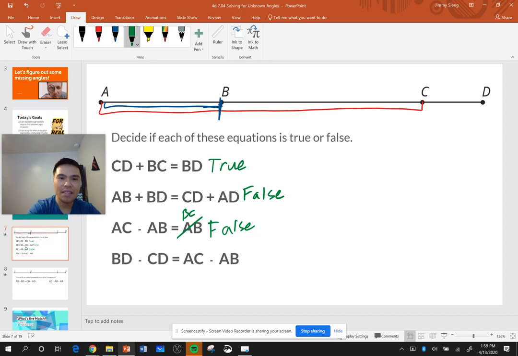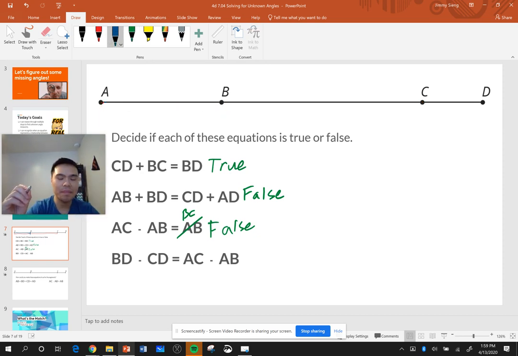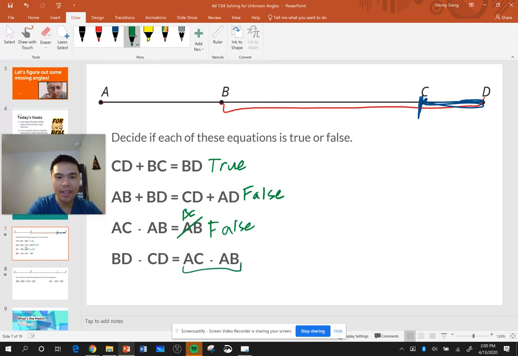All right, let's look at this last one. We'll see if it's true or false, okay? So in red, I have BD. That's this right side over here. I'm subtracting now CD. So I'm taking CD right over here, right? I'm taking that away from BD, the bigger one. So really this cuts it up to segment B to C. I need to check if AC minus AB is also going to be BC, okay? I need to check if this right here is going to give me BC. All right, so let's do that.